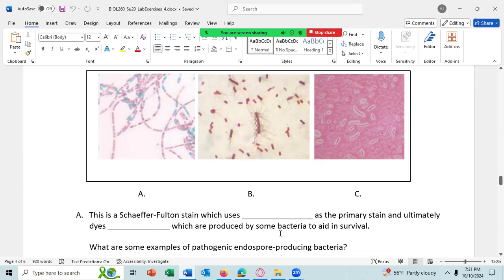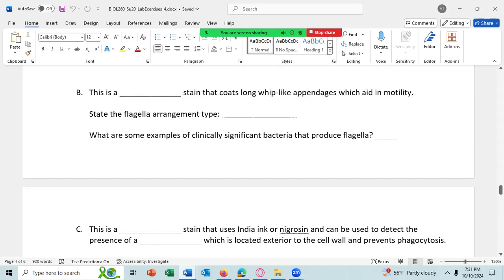What are some examples of pathogenic endospore-producing bacteria? Some examples means more than one. So if you only give me one example, you'll get it partially wrong. You must have at least 2 examples of a pathogenic endospore-producing bacteria. And you can find that in a table in the lab module, if you don't remember, because the lab module did discuss it.